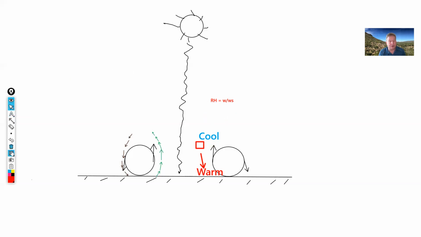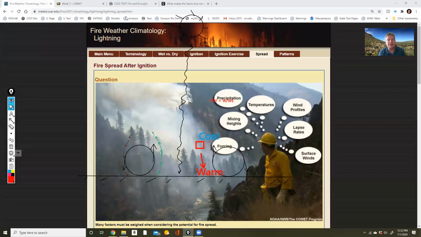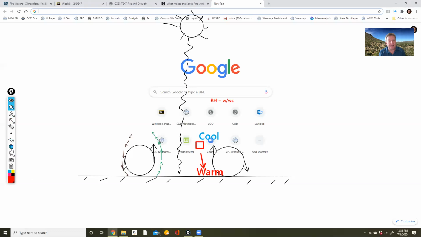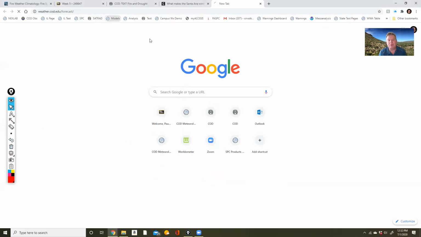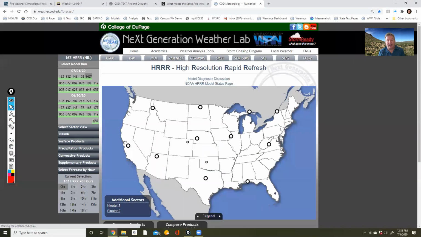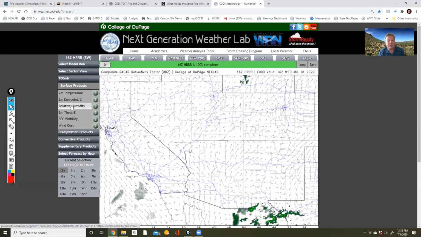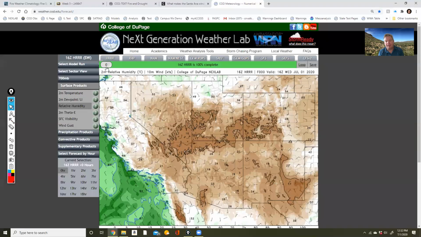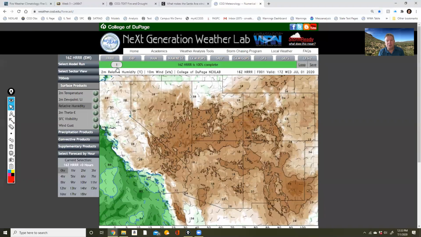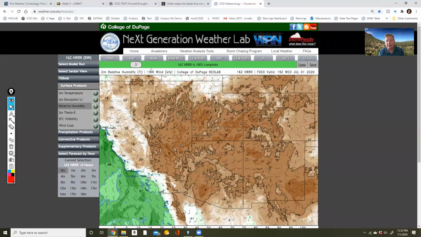So, boys and girls, let's take a look at this. I'm going to show you something that I think is pretty interesting. I can get rid of my sun right now. And I'm going to show you an example of a high-resolution model in the southeast, and I'm going to look at relative humidity forecasts. And what I'm showing you is areas in the dark brown are less than 15%. That's red flag warnings.